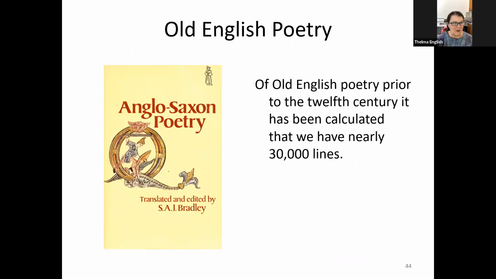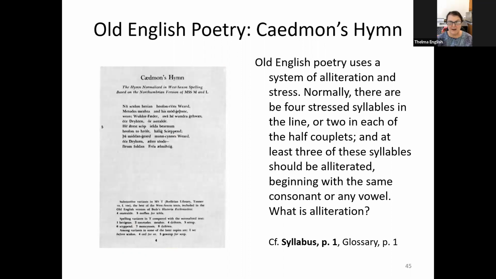Okay, Old English poetry, which you'll see in PowerPoint slides as OE. These PowerPoint slides often are limited in word usage. Of Old English poetry prior to the 12th century, AD 1100s, it has been calculated that we have about 30,000 lines, including Caedmon's hymn. Now, this is on your syllabus, page 1. It's in your glossary, page 1.